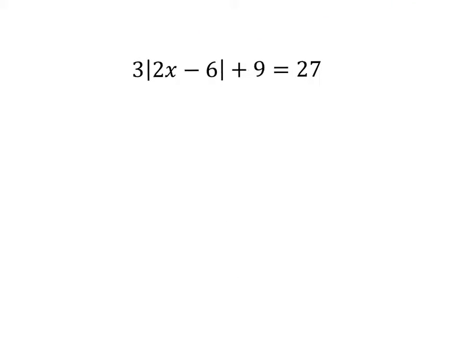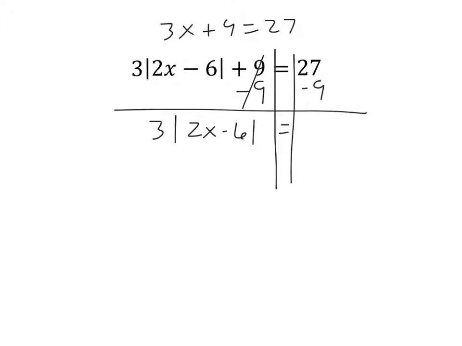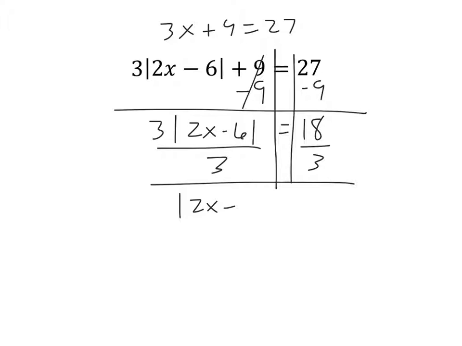Okay. All right, let's check out another one. If this was 3 times the absolute value of 2x minus 6 plus 9 equals 27, our first step would be to subtract 9 on both sides. So that's what I'm going to do here first. Subtract 9 on both sides, then those 9's cancel out, and we're left with 3 times the absolute value of 2x minus 6 equals 27 minus 9, which is 18. Okay, and then we can divide by 3, because that's the inverse operation of multiplication, to get the absolute value of 2x minus 6 is equal to 6.